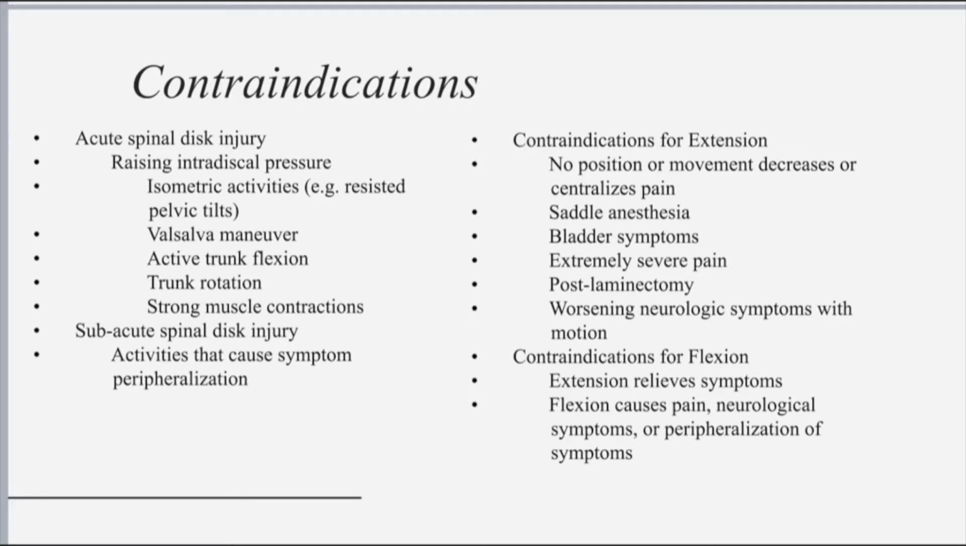For extension, it is contraindicated when no position or movement decreases or centralizes pain, when saddle anesthesia or bladder symptoms are present, or when pain is so severe it causes the person to become rigid and immobile when attempting movements. Extension is also contraindicated after a laminectomy. Extension with or without rotation is contraindicated if neurological symptoms or pain worsen with the motion.